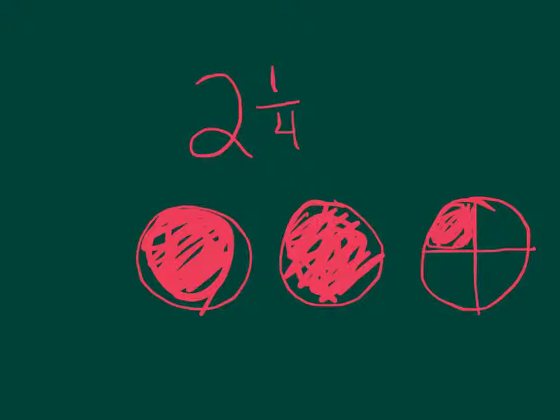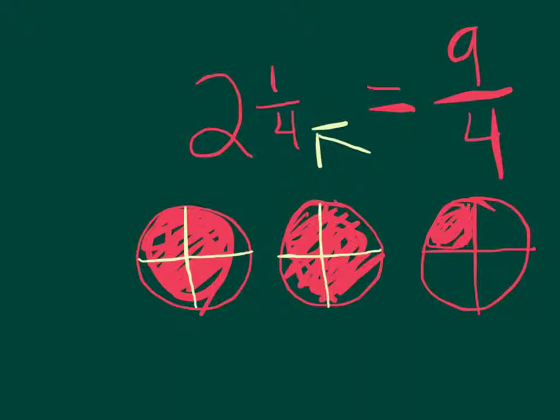Now, let's think back to what we know about the denominator. The denominator tells us how many parts the 1 whole is divided into. In this case, our denominator is 4, which means these wholes can be divided into fourths. And so now I have everything divided into fourths. I can count how many fourths I have. So let's count our fourths. 1, 2, 3, 4, 5, 6, 7, 8, 9. I have 9 fourths altogether in my illustration here. So I know that 2 1/4 is the same thing as 9 fourths.